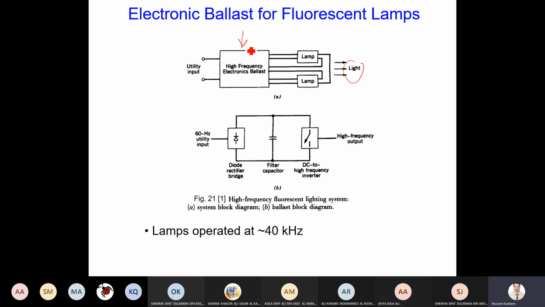Now this circuit here, where did it come from? It came from power electronic converters. Can we change the frequency? Yes, an inverter can change the frequency. Cycloconverters can change the frequency, and so on.